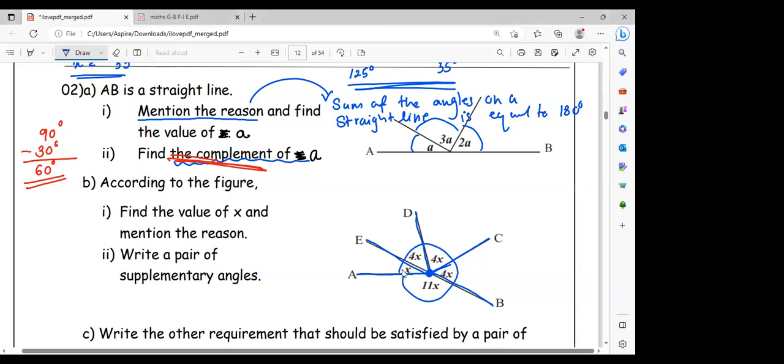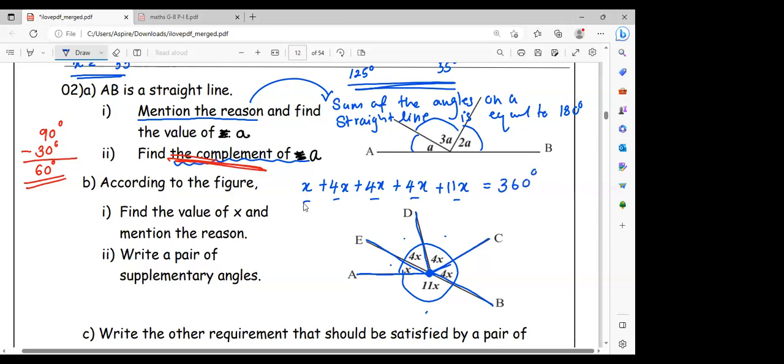You can start from x, then 4x. There are 3 4x's. We can then add 11x. Then look at 1, 2, 3, 4, 5. 5 angles are there. So you should have the sum of 5 angles. It is equal to 360.